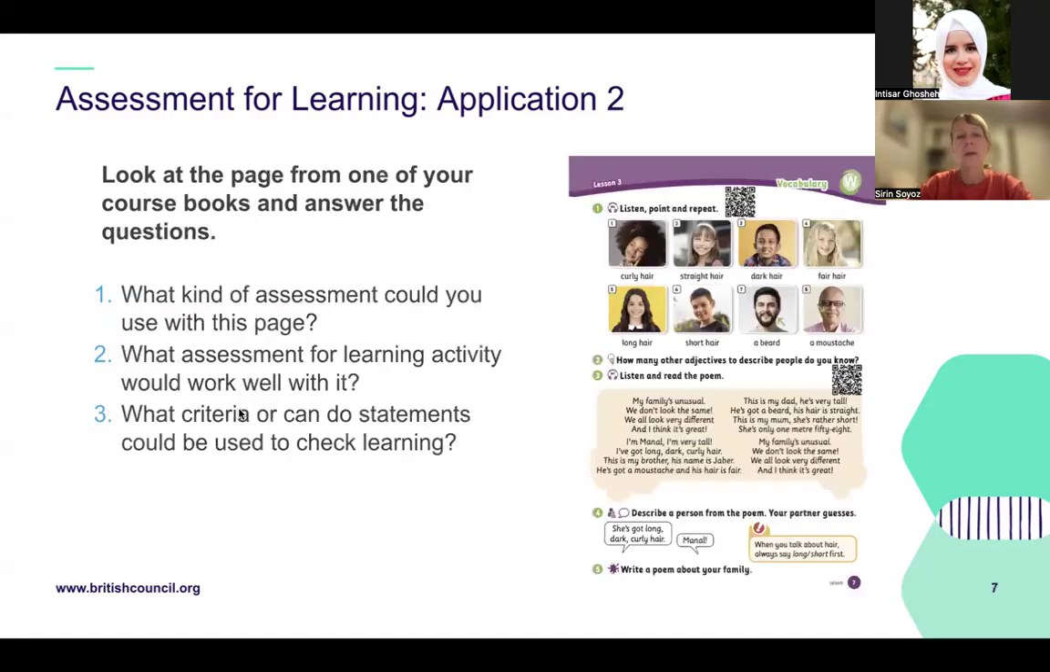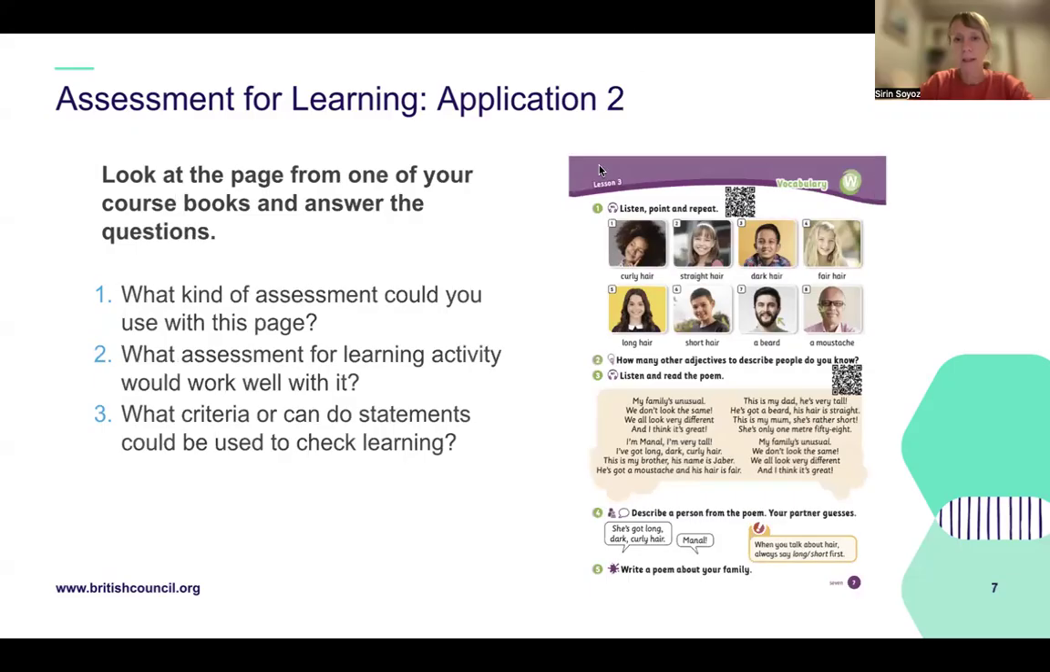So many great ideas. So let's now see how we can apply these in real life with that classroom, with that page from one of your course books. And here are the questions. So firstly, what kind of assessment could you use with that page? And what assessment for learning activity would work well with it? And what criteria or can-do statements could be used to check their learning?